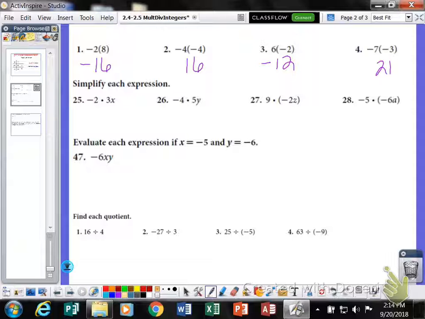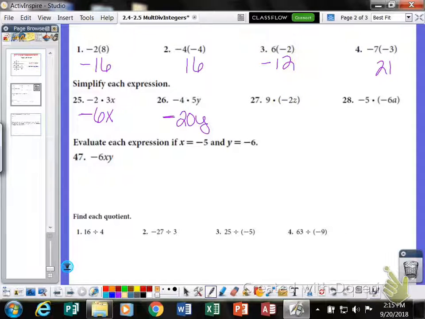This works exactly the same way, even with a variable. For right now, it's just very simple. We don't have any other variables to multiply together in each of the expressions. So 2 times 3x is 6x. One of them is negative, my final answer is negative. 4 times 5y would be 20y. One of them is negative, my final answer is negative.